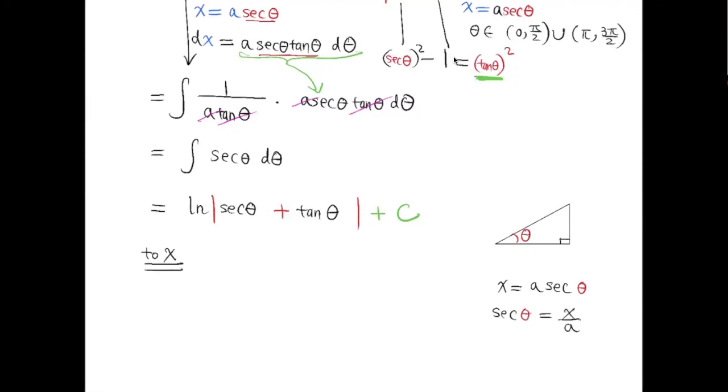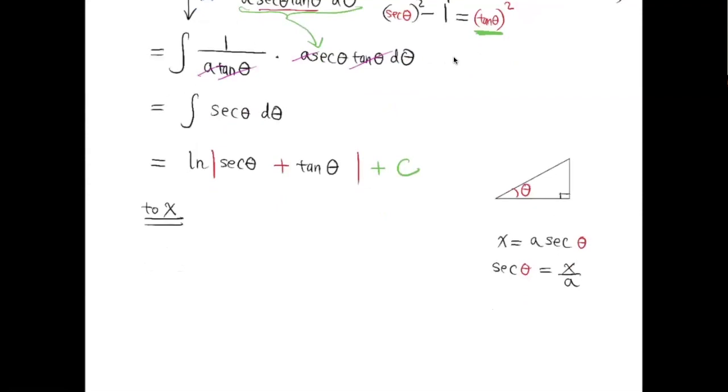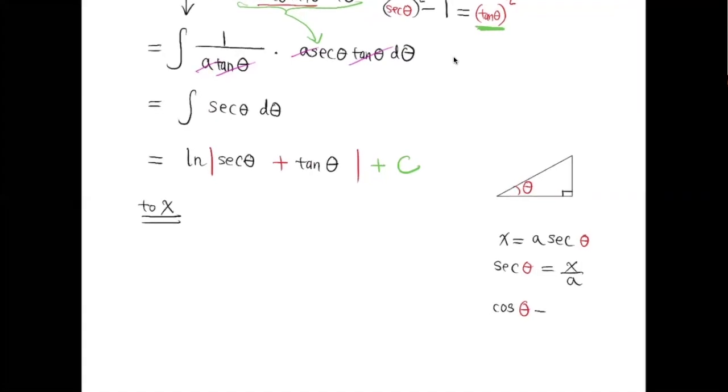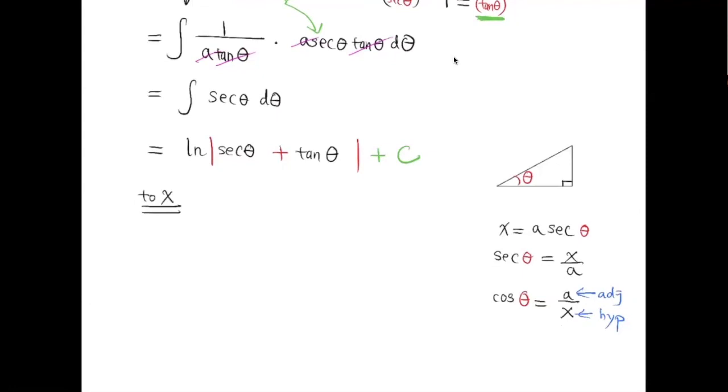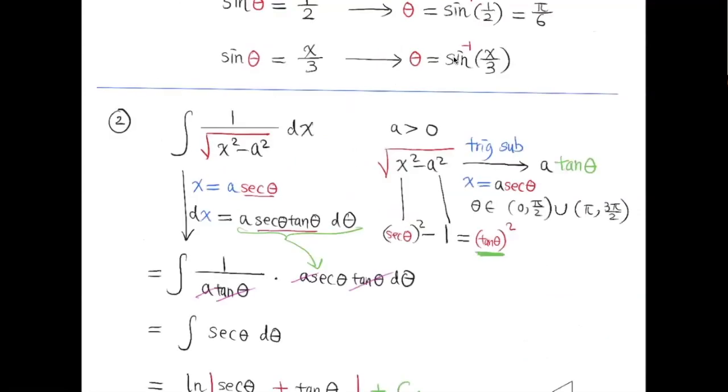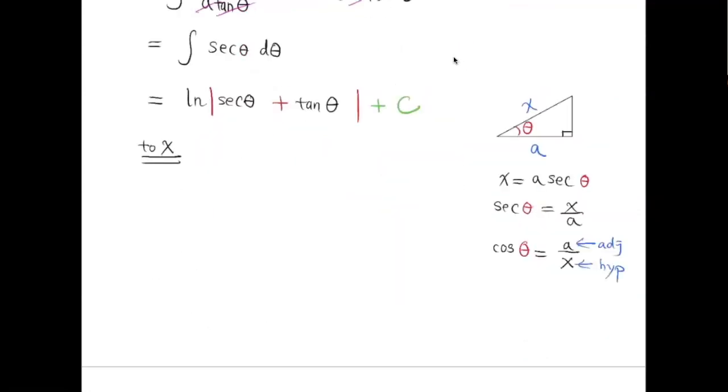Secant is the reciprocal of cosine, right? So cosine theta is the reciprocal, which is a over x. Cosine is adjacent over hypotenuse. So if I label the adjacent side to be a, then the hypotenuse we can label by x. By the Pythagorean theorem, what will be this side here?